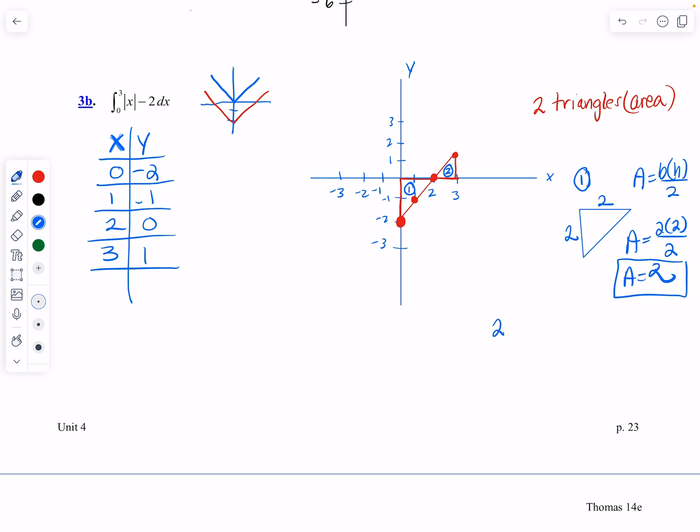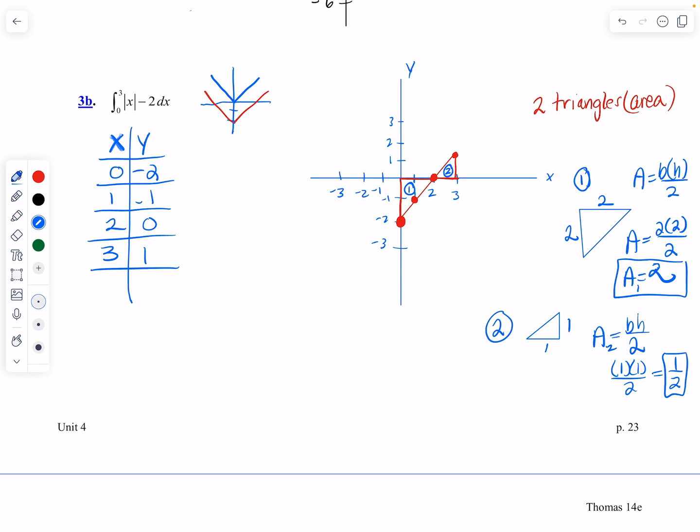The second one, it's above the x-axis, looks like this. The width of the triangle is 1 unit, and then the height is also 1. Okay, so area equals base times height over 2. The base is 1, the height is 1, divided by 2. So this becomes 1/2 for the second area. So this is area 1, area 2.